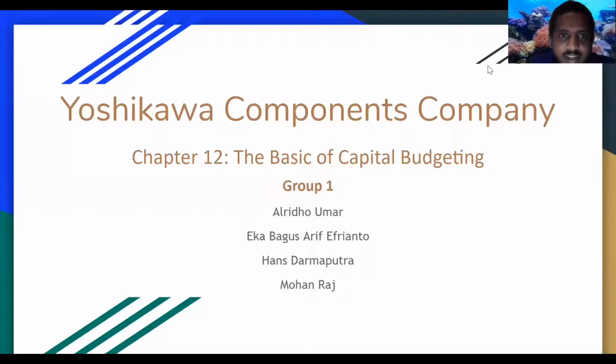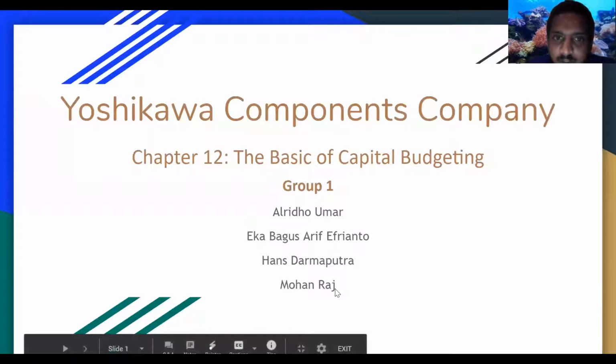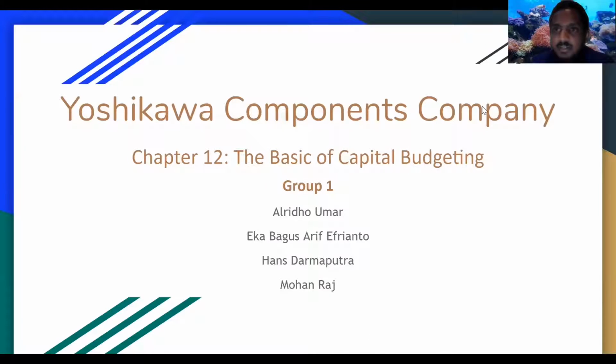We will be doing chapter 12, which is the basics of capital budgeting. This case is about the Yoshikawa Components Company. They have two projects and they're wondering which one is the best for them to be executed. So Alfredo will start with the first presentation.